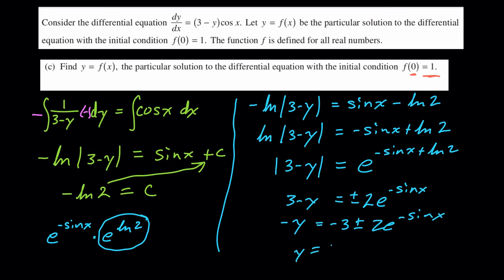And then dividing is 3 plus or minus 2e to the negative sine x. Now we do need to determine, is this going to be positive or negative? And we get that from the initial condition. If you put 0 in for x, we have to get 1 as a result. So if you put 0 in for x, it's going to give you e to the 0, which is 1, which means I need to use the minus, which will give me 3 minus 2, which is the 1. So our final answer then becomes y equals 3 minus 2e to the negative sine x.